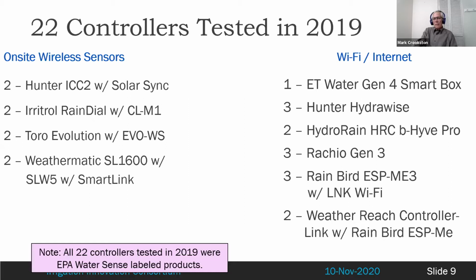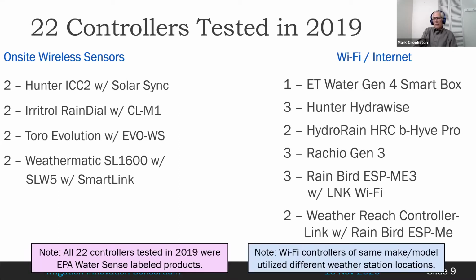Replicates of the Wi-Fi controllers of the same make and model were programmed for different virtual locations in northeastern Colorado. So we've tried to make the testing as defensible as we could and to learn as much as we could from what was going to be accomplished.